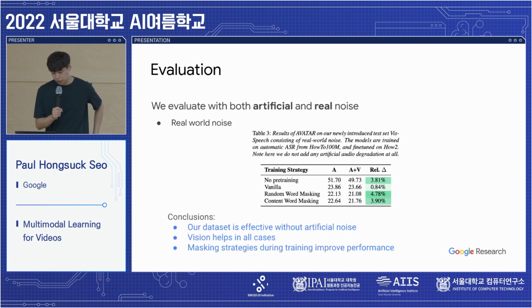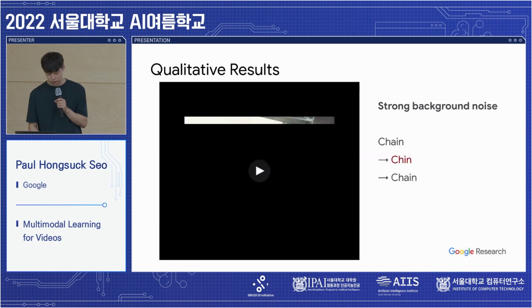In the real world noise setting, what we found is that this new data set is effective even without artificial noise, although with the previous data set, without artificial noise, it was hard to show the benefits from visual input. And similarly to the previous results, we could see vision helps in all cases, and masking strategies also improve the performance. These are some qualitative examples.